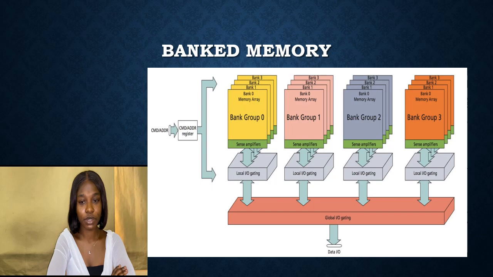In simple terms, banking can be defined as placing chips in a number of rows and columns at a given level of a memory hierarchy. In a bank memory system, the data is divided or interleaved across the memories so that each memory contains only a fraction of the total data package.